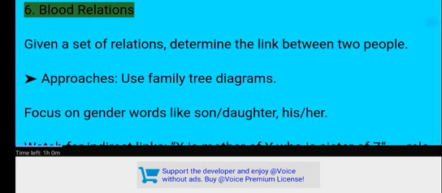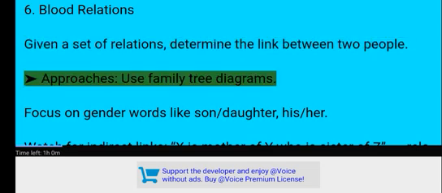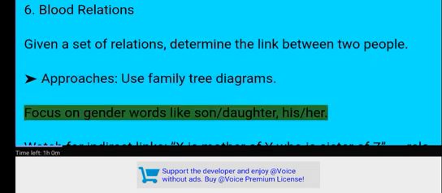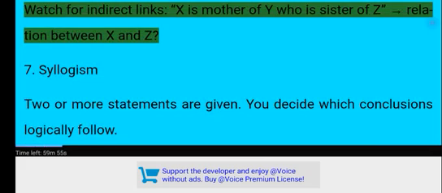6. Blood relations. Given a set of relations, determine the link between two people. Approaches. Use family tree diagrams. Focus on gender words like son, daughter, his, her. Watch for indirect links. X is mother of Y, who is sister of Z → relation between X and Z.